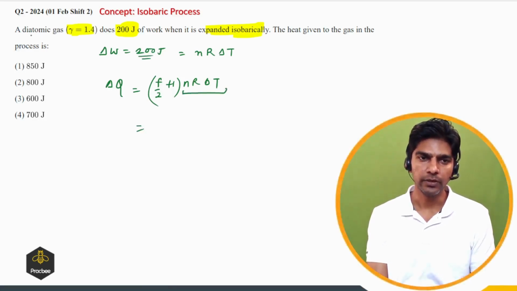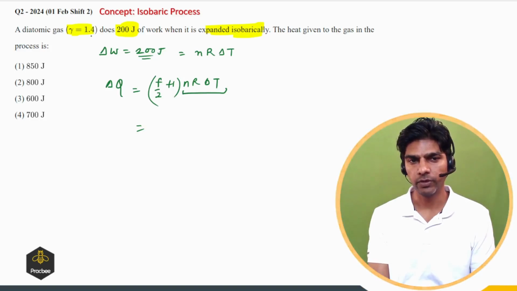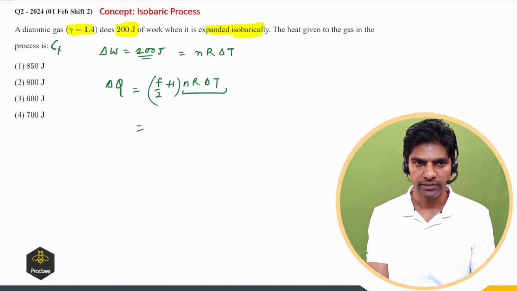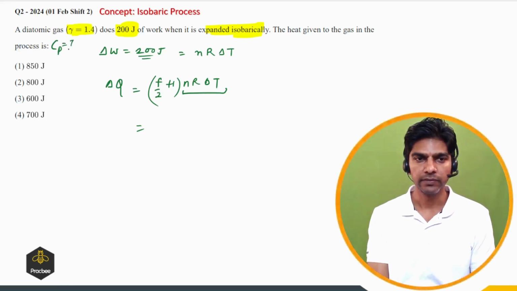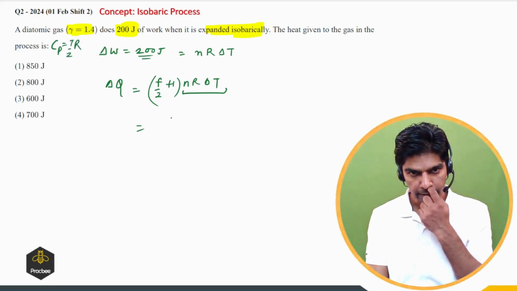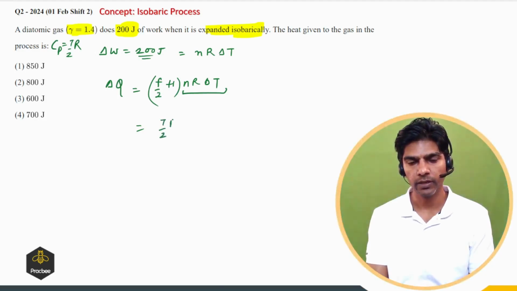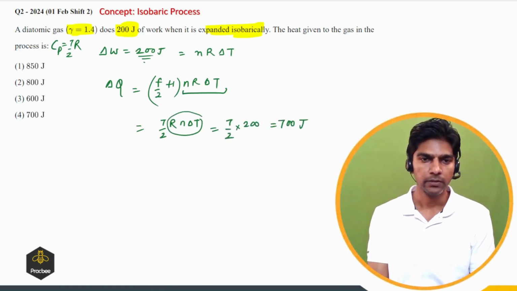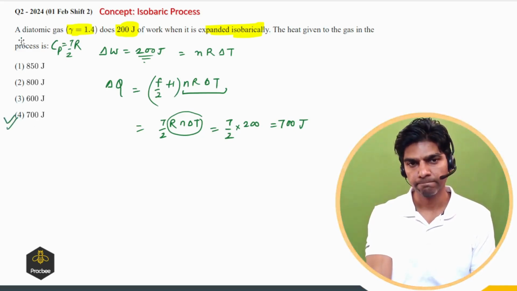And for a diatomic gas, gamma value is given as 1.4. So it means this Cp is nothing but 7/2 R. So (F/2 + 1) times R is nothing but 7/2 R, and nR delta T is 200 joules. So 7/2 times 200 will give us 700 joules. So that is the heat supplied to the gas. So option 4 is the right answer.